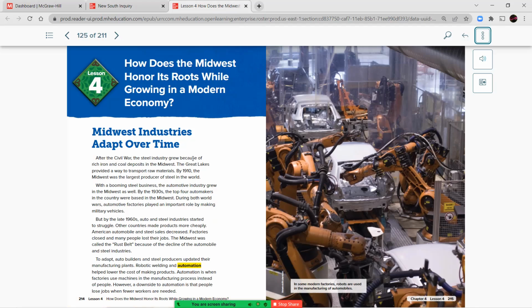How does the Midwest honor its roots while growing in a modern economy? Midwestern industry. Midwest industries adapt over time. After the Civil War, the steel industry grew because of the rich iron and coal deposits in the Midwest. The Great Lakes provided a way to transport raw materials. By 1910, the Midwest was the largest producer of steel in the world. With a booming steel business, the automotive industry grew in the Midwest as well. By the 1930s, the top four automakers in the country were based in the Midwest.